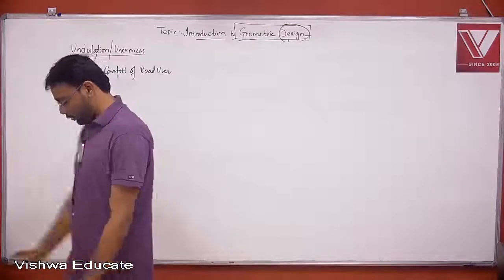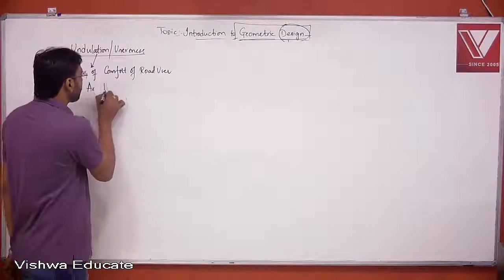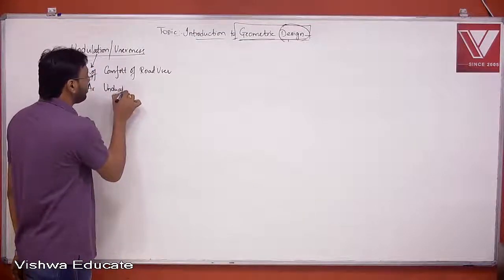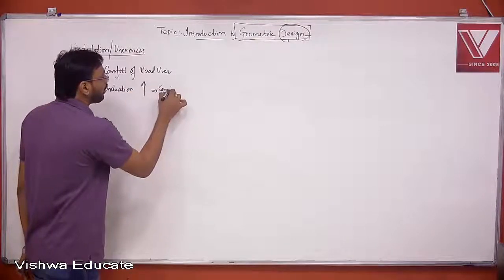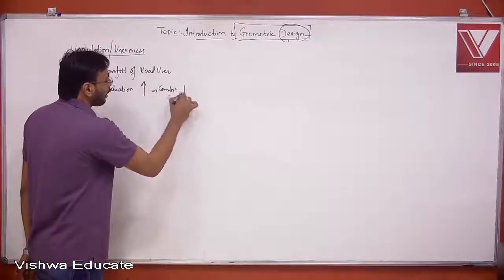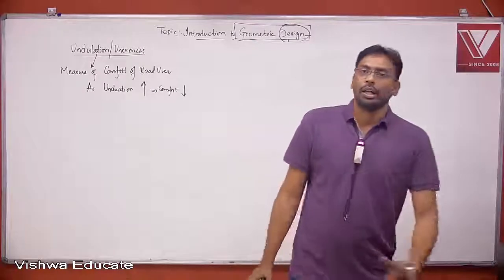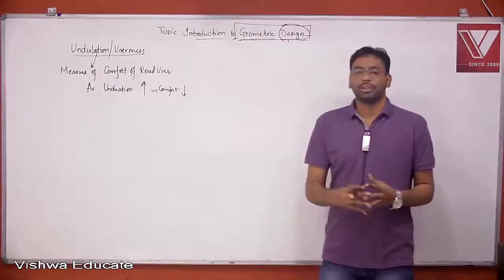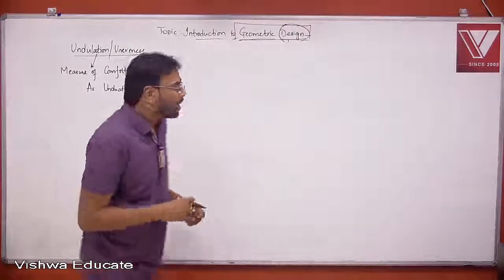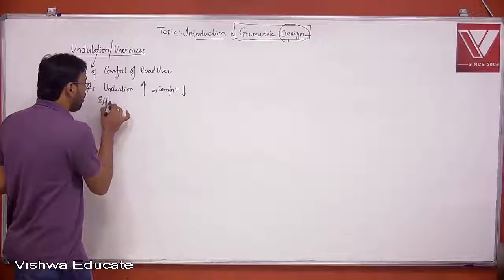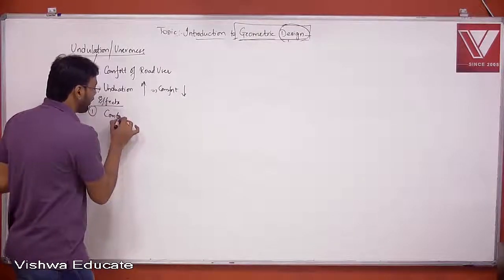It is the measure of comfort of the road user. As the undulations or unevenness increases, your comfort level decreases, obviously, right? So you can measure the comfort of a particular road by measuring its unevenness, undulations. And if there are undulations on the road, firstly, the comfort level decreases.